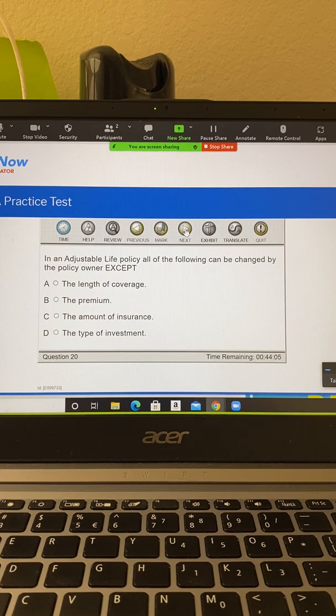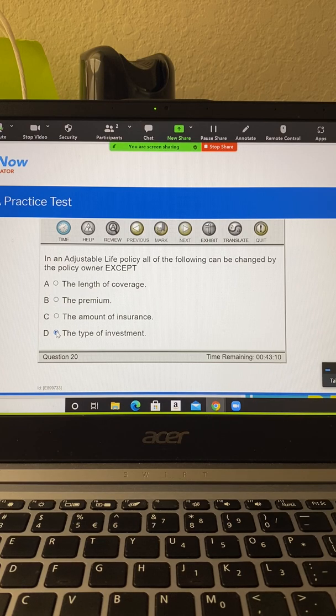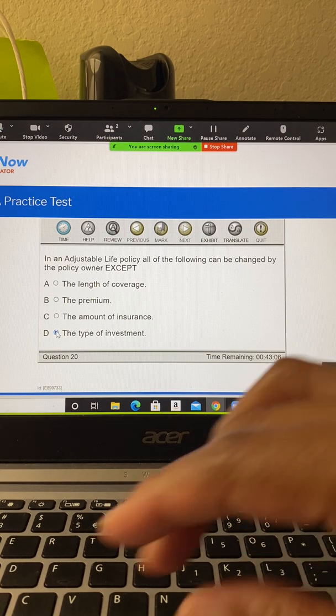All right, you read this one. In an adjustable life policy, all of the following can be changed by the policy owner except the length of coverage? Nope. No, so the length of coverage, the premium, the amount of insurance. So the type of investment? Right, because there is no investment. Right, with an adjustable life policy, you can change the type of plan, you can pay more or less, you can decrease the coverage, you can't increase it. But D is completely false because there's no investment. Gotcha. Okay.